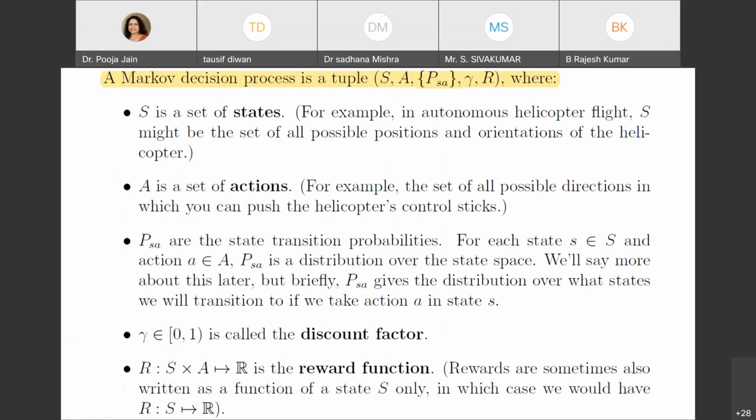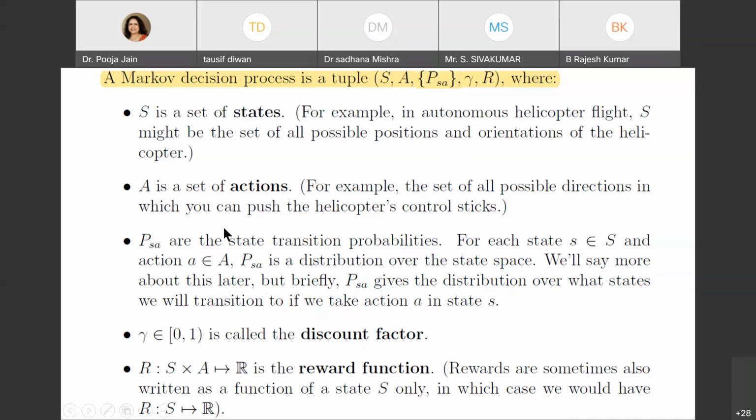Now formally we are going to define this. What is a Markov process? It is a tuple in which we are representing these 5 things. First one, set of states. S is nothing but a set of states. If we take an example of autonomous helicopter flight, what will be the various states? The set of all positions and orientations, whether you are on the left side, on the right side, whether you are up, like that.